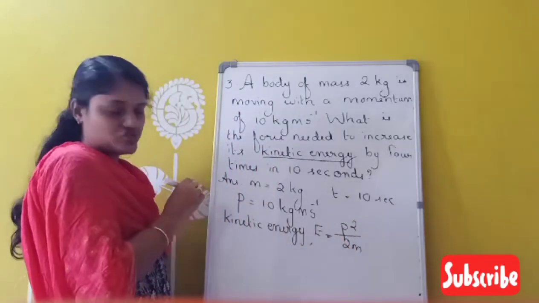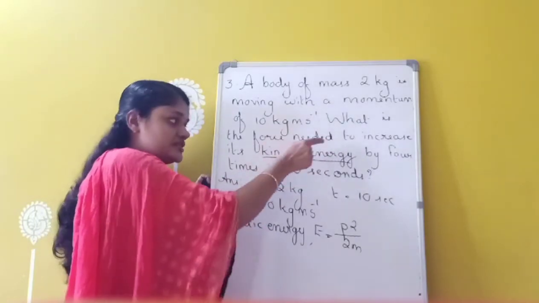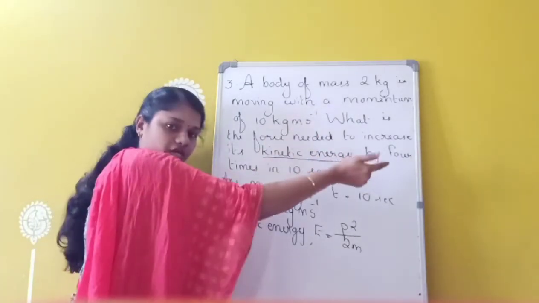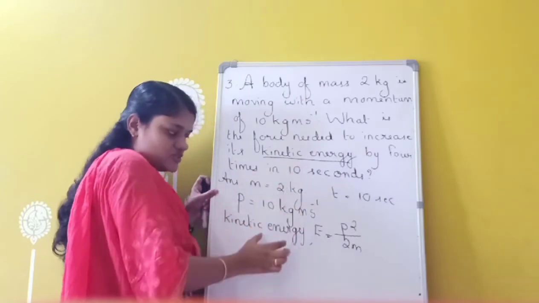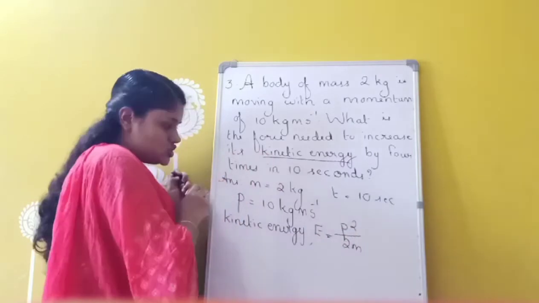So P square by 2m. First of all, we have to find the kinetic energy. Then only we can find the force needed to increase the kinetic energy by 4 times. So first of all, from these given values, we have to find the kinetic energy. The formula is E equals P square by 2m.